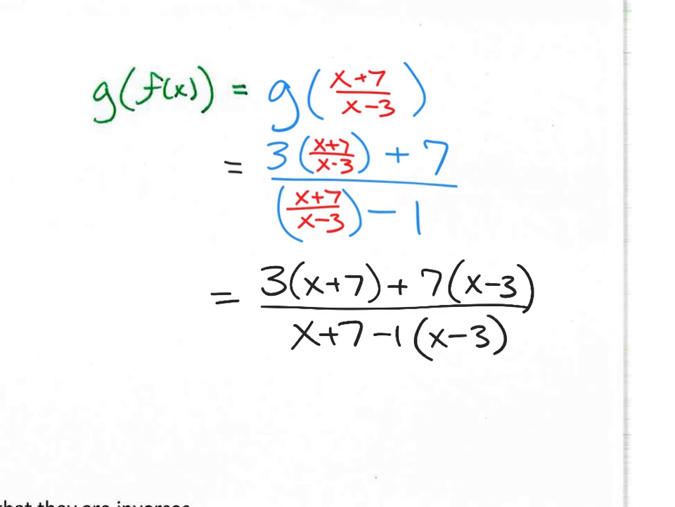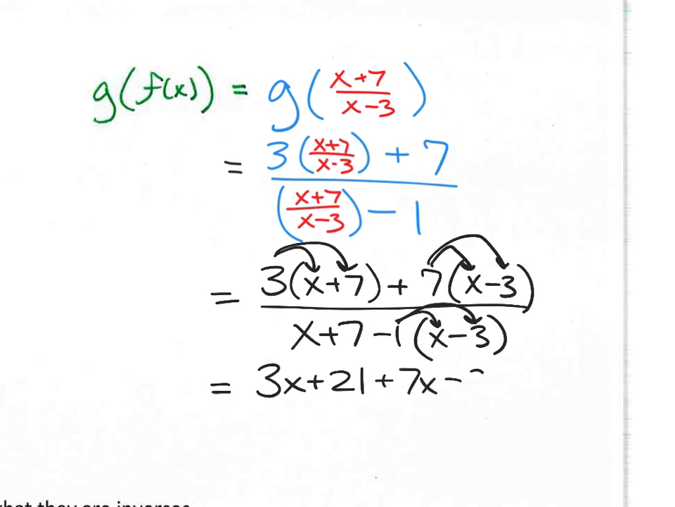We distribute. There's 3 distributions to do this time because we had a coefficient there, and we got all these to multiply. This is 3x plus 21 plus 7x minus 21 all over x plus 7 minus x plus 3. I will pause. Okay. Did we all just lose the 3? Yes. I figured that would happen. But now we won't forget about our 3s later.